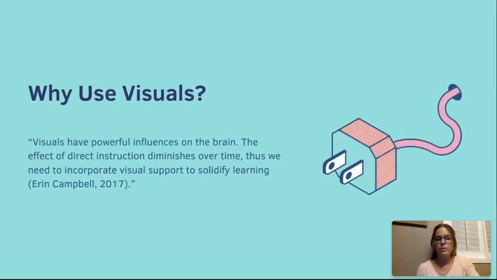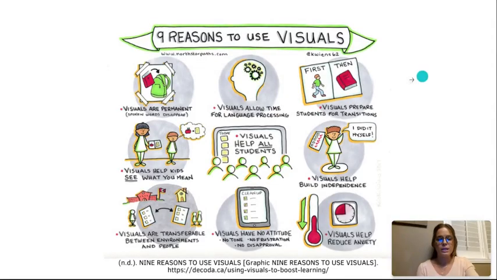Visuals have powerful influences on the brain. The effect of direct instruction diminishes over time, thus we need to incorporate visual support to solidify learning. Here's a graphic that shows 9 reasons to use visuals.